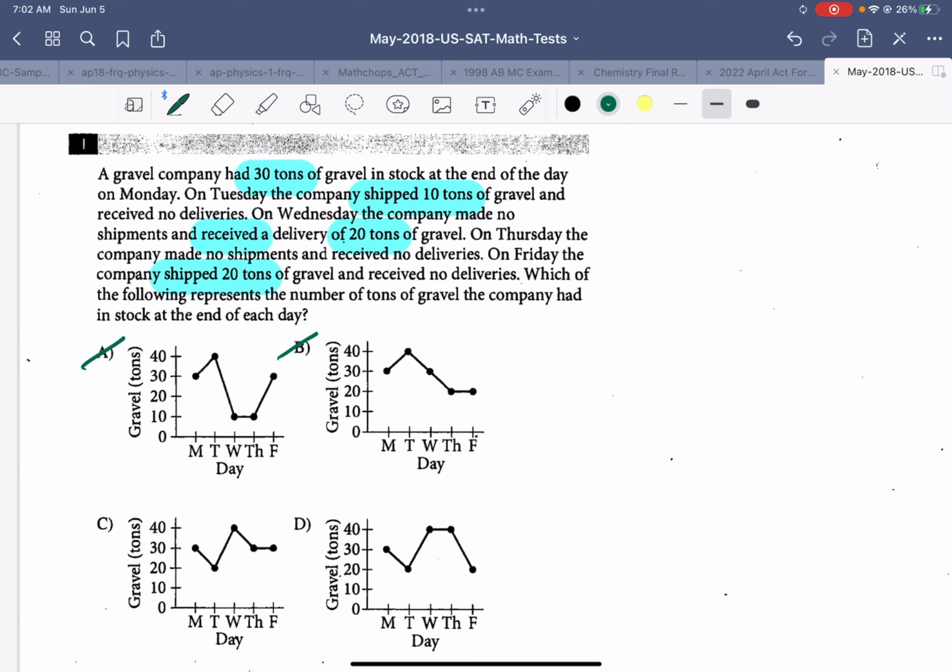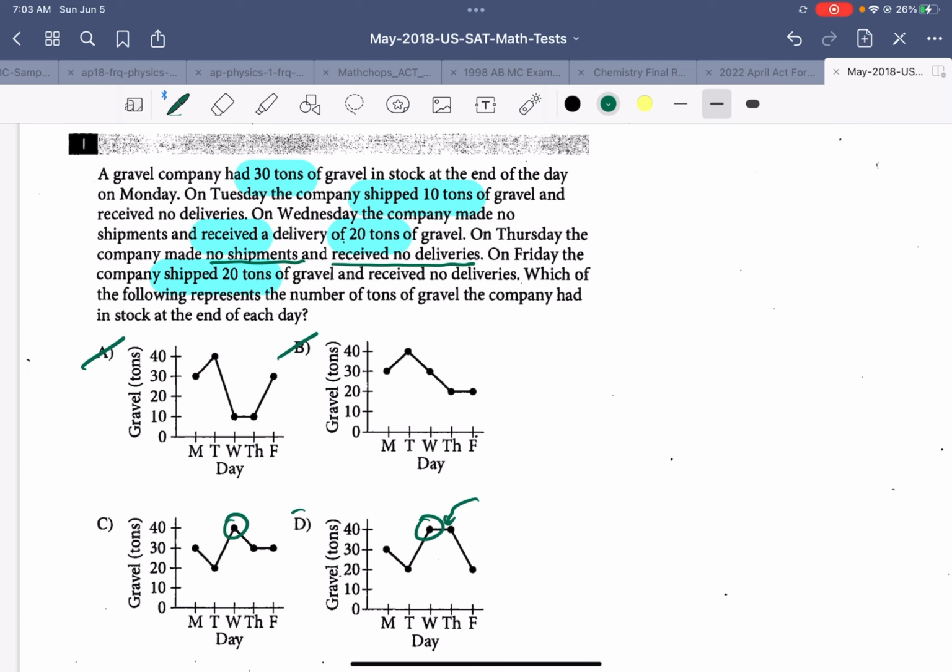Now, next, on Wednesday, received 20 tons, so it should increase by 20. This one is the same, so now it's 40 tons. And on Friday, shipped 20 tons. But before Friday, on Thursday there's no shipment, no received, no delivery. So it should continue like this on Thursday.